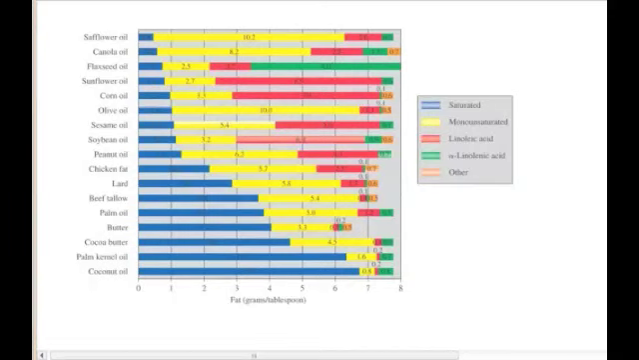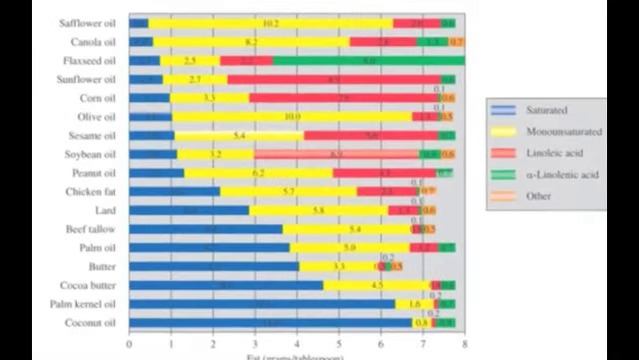This table shows the composition of the fatty acid chains associated with the triglycerides that make up these various types of lipids. Now notice that we have several oils and we have fat. Beef tallow is also beef fat. And so first of all, distinguish for yourself the difference between an oil and a fat.